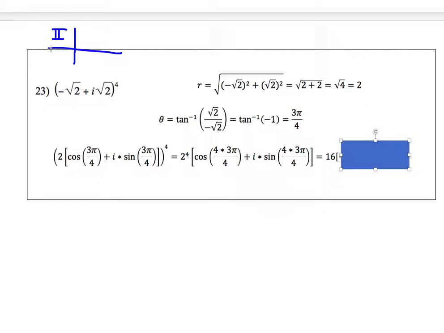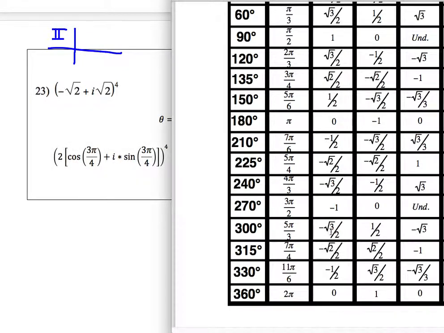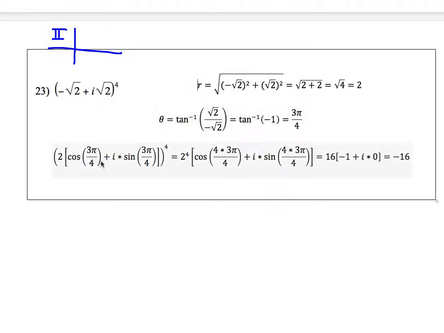Cosine of 3 pi is -1, and sine of 3 pi is just 0. So when you do 16 times -1, you get -16, and i times 0 is just 0. So your final answer on this one is just -16. For those of you that are curious, if we used 7 pi over 4 here, let's say we put 7 pi over 4 here, and here, and here, and then we distribute the 4, we would have 7 pi instead of 3 pi.